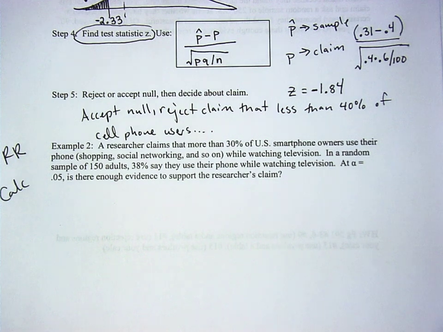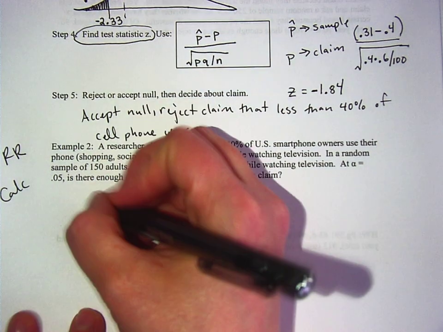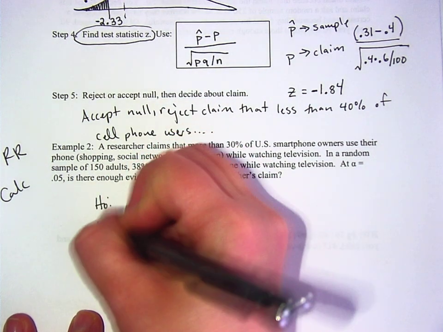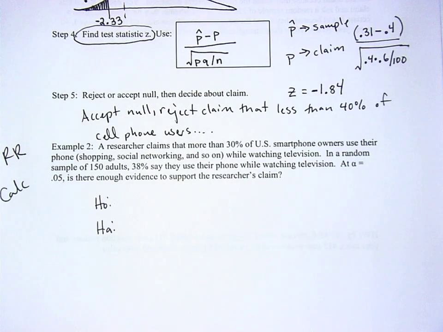Adults, 38% say that they use their phone while watching television. Alpha is 0.05. Is there enough evidence? All right, so here we go. H sub O. H sub A.